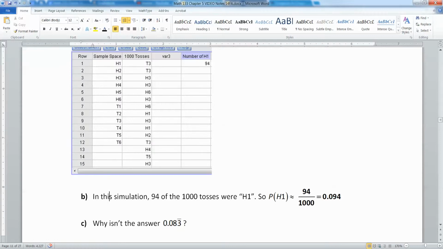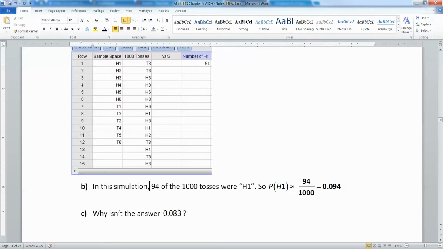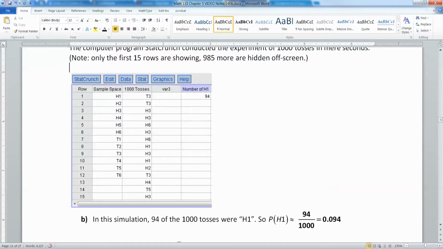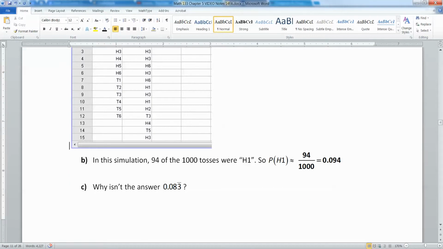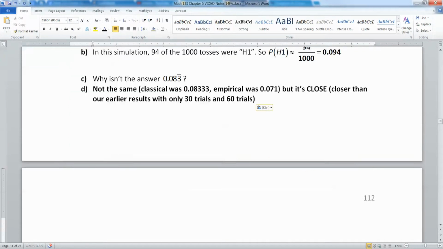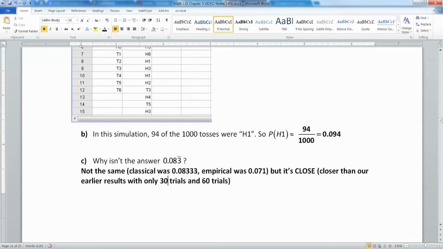Well, why isn't that answer 0.083, which is what we expected from the classical probability? There are a lot of good reasons for that, but you wouldn't expect it to work out for the same reason that you don't expect it to work out when it's empirical, right? It's not the same as your classical probability, but it's going to be close. And it should hypothetically be closer than your empirical probabilities were. So the classical was 0.083, your simulated was 0.094. So it's close. It's closer than our earlier results for 30 and 60 trials.